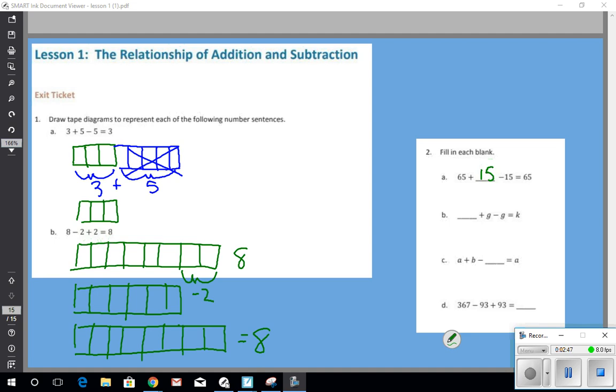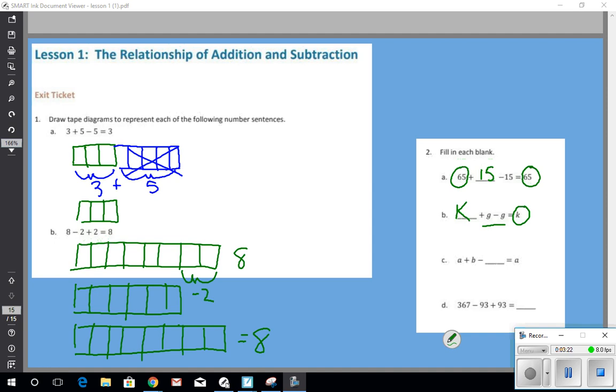Letter B has variables. These are letters that could represent any number that we wanted to put in there. So if I start off with something and I add G to it, but then I take G away, the same number, I end up with K. Well, up above in letter A, when I started with 65, I ended with 65, and I added 15, subtracted 15. So I could use the same sort of thought process for what would be going on here. So if I end with K, I must have had to start with it.